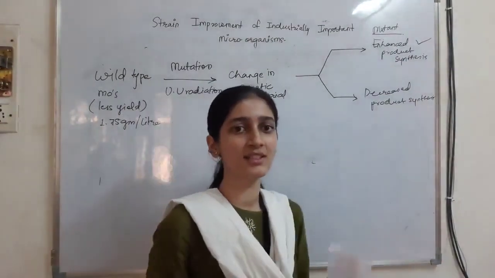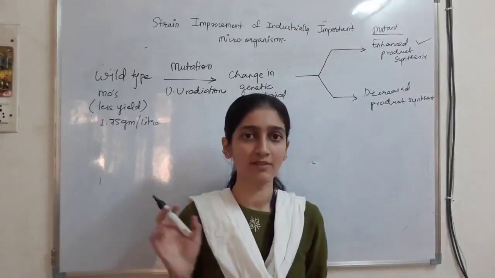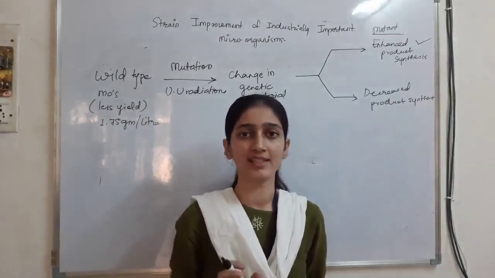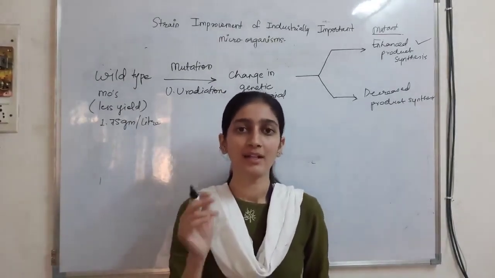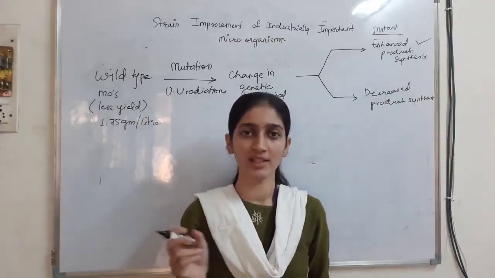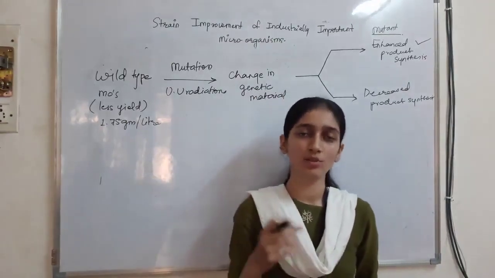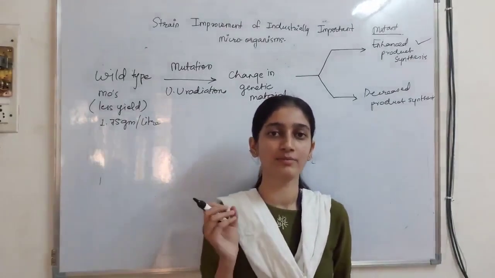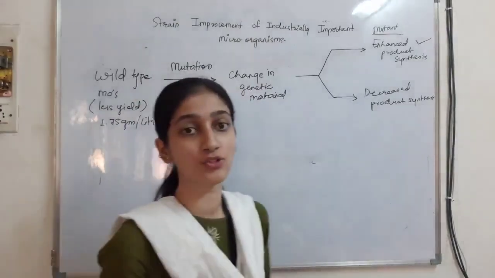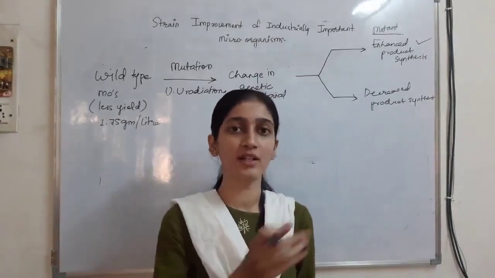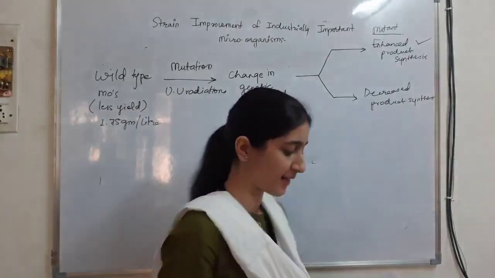For this, selection is very tedious. Some microorganisms survive lethal doses of such mutagenic agents, and some microorganisms cannot survive lethal doses of such mutagenic agents. Those which survive lethal doses, they mutate, they transform into mutant microorganisms, whereas organisms which do not survive these high levels of lethal doses, they die. So it is a very complicated job, and the selection of the mutant which is giving us higher yields of the product is again a tedious technique.